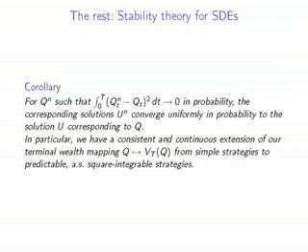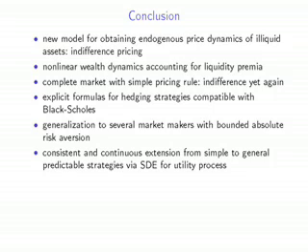Instead of doing all this, I come to the conclusion and would like to remind you that we have seen a way to derive price dynamics, let's say, from first principles in an endogenous way. We saw that this indifference pricing principle leads to nonlinear wealth dynamics which include liquidity premia. I illustrated that we can have something like a complete market in this nonlinear world, where indifference pricing again emerges for the pricing of derivatives.